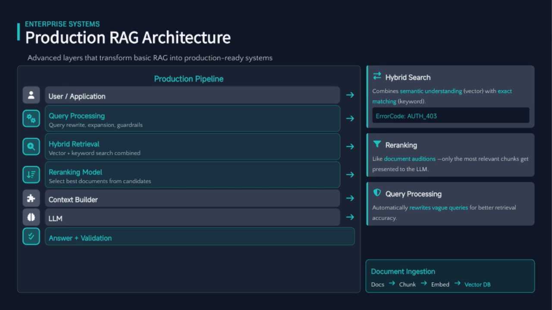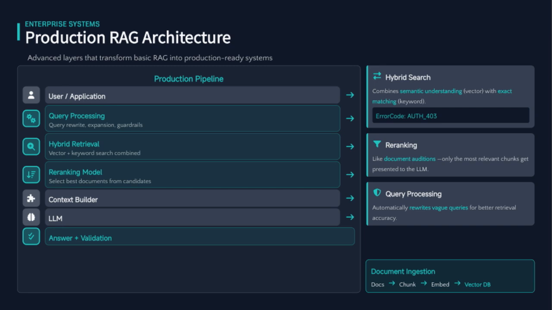Moving on to answer and validation, the language model generates responses, but it's also supported by a context builder that selects the best documents from the candidates. A re-ranking model further refines this selection by combining semantic and keyword matches. All of this is integrated into a hybrid retrieval process that involves query rewriting, expansion, and guardrails to ensure quality and safety. Finally, this entire pipeline, covering query processing, document retrieval, re-ranking, and validation, is part of our production pipeline.